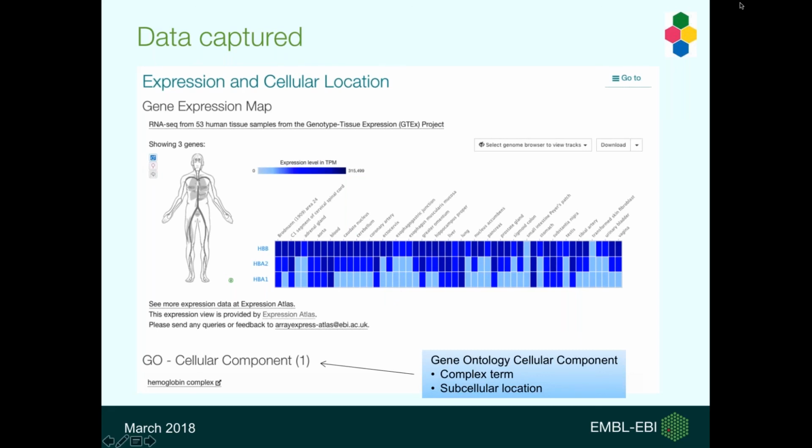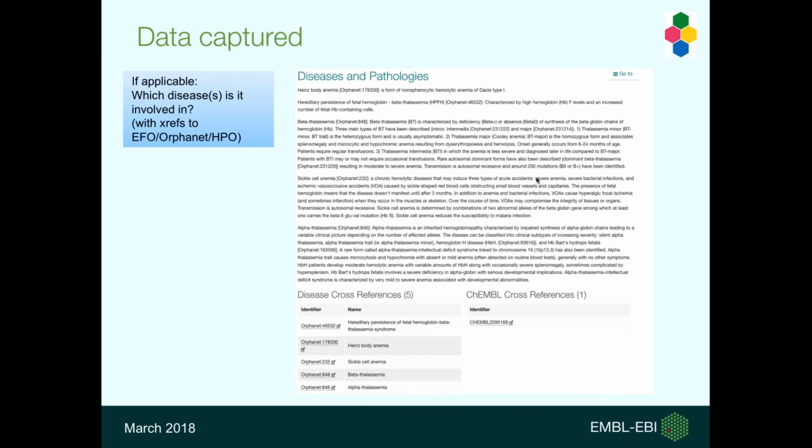And then all complexes are also annotated with the cellular component in the Gene Ontology, and we've also started to capture the subcellular location separately. We annotate everything to diseases where applicable, and this is linked to the Experimental Factor Ontology that's also held at the EBI and found in the OLS. And finally, drug targets are annotated via link to ChEMBL.